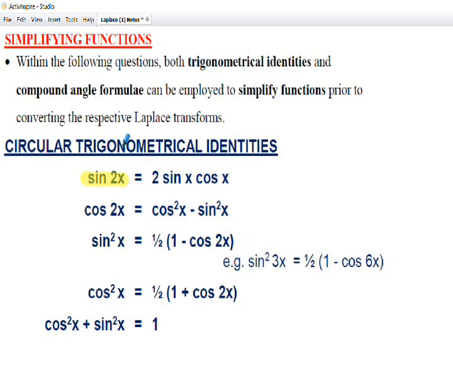Sine 2x can be written as 2 sine x cos x. Cos 2x can be written as cos squared x minus sine squared x. Sine squared x can be written as a half times, open bracket, 1 minus cos 2x, close bracket. Cos squared x can be written as a half, open bracket, 1 plus cos 2x. And also cos squared x plus sine squared x equals 1. These are all trigonometric identities, some we've seen before in previous work, but they can help simplify some Laplace transforms, as you'll see in a moment.